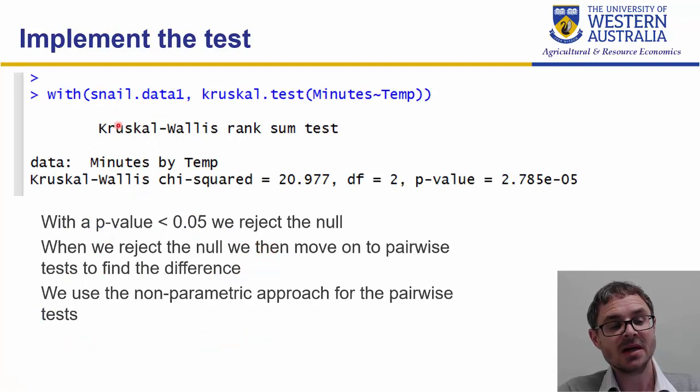So here is with my snails data set, the Kruskal test, my response variable, or my y variable, was minutes, temperature was my factor variable. It's conducted the Kruskal-Wallis rank sum test, I've got a chi-squared value, I look at the p-value, the p-value is relatively small, well, it's clearly much less than 0.05, therefore we reject the null. And based on our visual inspection of the data, we shouldn't be too surprised that we're rejecting the null.